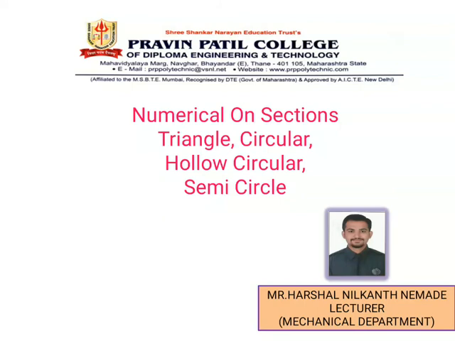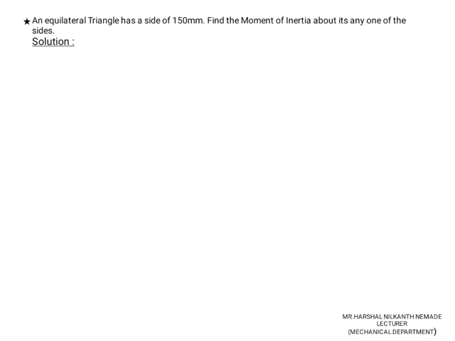Now, numericals on sections: triangular, circular, hollow circular and semicircular. We will solve numericals on each section one by one. Starting with the first: an equilateral triangle has a side of 150 mm. Find the moment of inertia about any one of its sides.